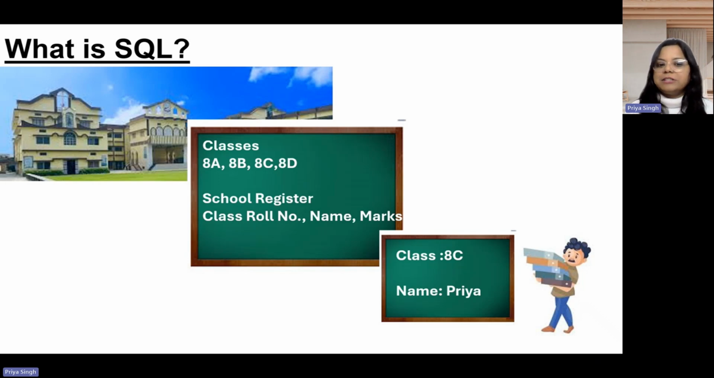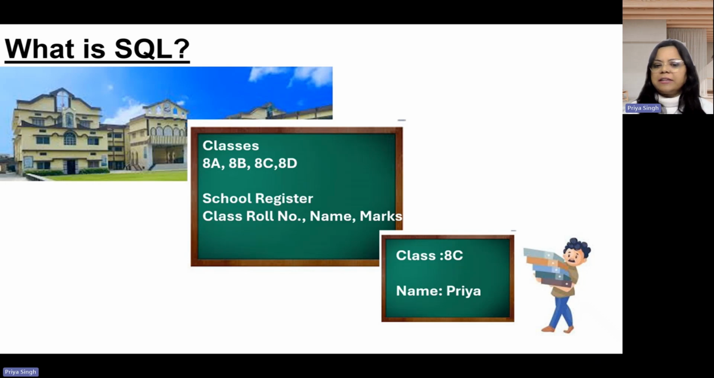So in this analogy, the school is like a database. The registers which are maintained by the class teachers are the tables. And the data like marks, student name, subject is stored in those registers, which are the tables, in the form of data. So this is how the principal asks the office staff to get the data.